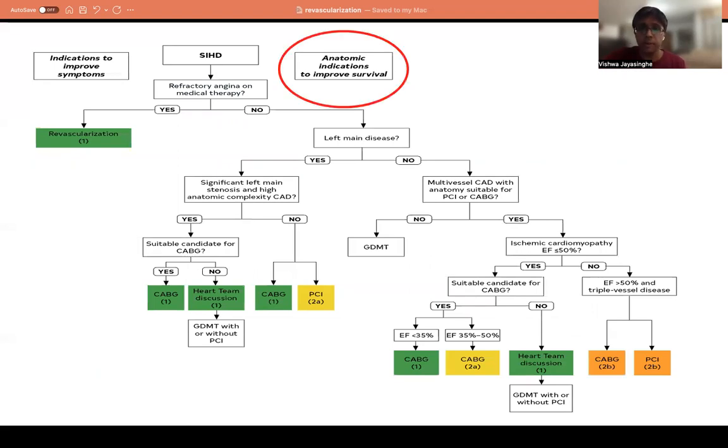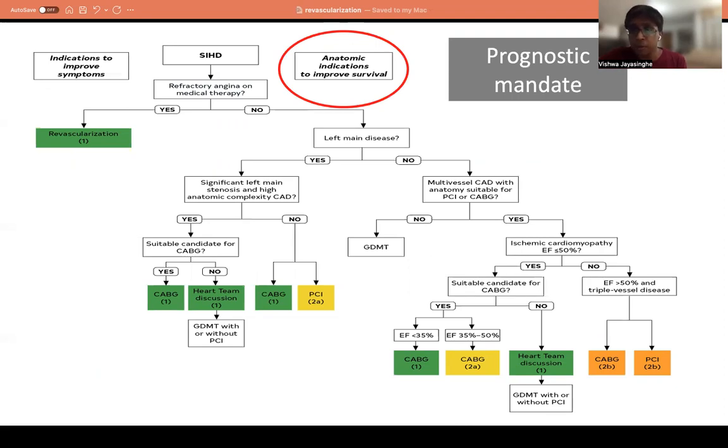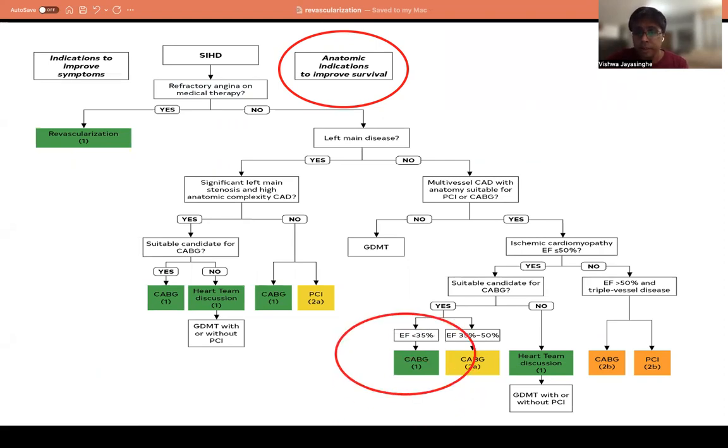Right, now the difficult part: anatomic indications to improve survival, or the prognostic mandate. This diagram itself looks complicated, so we'll take it piece by piece and try to summarize it. First, we'll take a subset of patients with a class 1 recommendation for CABG. These are patients in whom we are thinking of a prognostic mandate and whose EF is low, less than 35%. When the patient has EF less than 35% and multivessel coronary artery disease, there is a class 1 recommendation for CABG. So low EF, severe triple vessel disease, with or without left main. We are talking about without left main. Multivessel CAD, low EF: CABG.